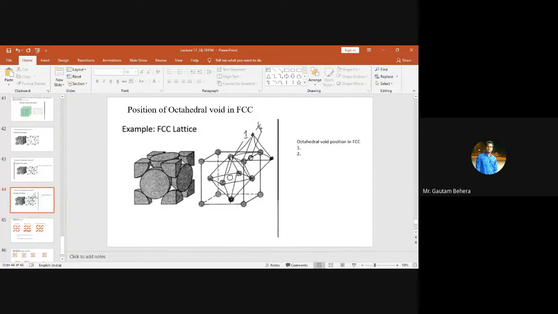This is one atom, the face centered atom. This is the corner atom. This is the corner atom. This is the face centered atom, right? So already 1, 2, 3, 4 atoms are there. We need another 2 atoms, a total of 6 atoms, right?